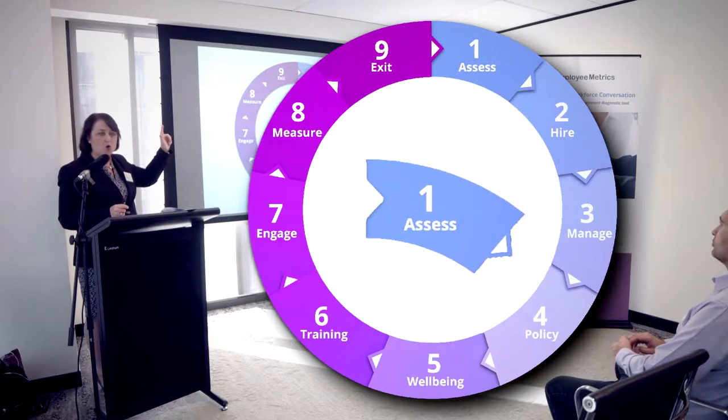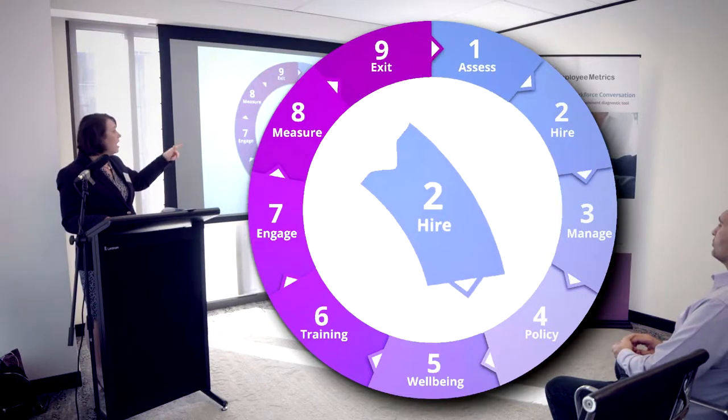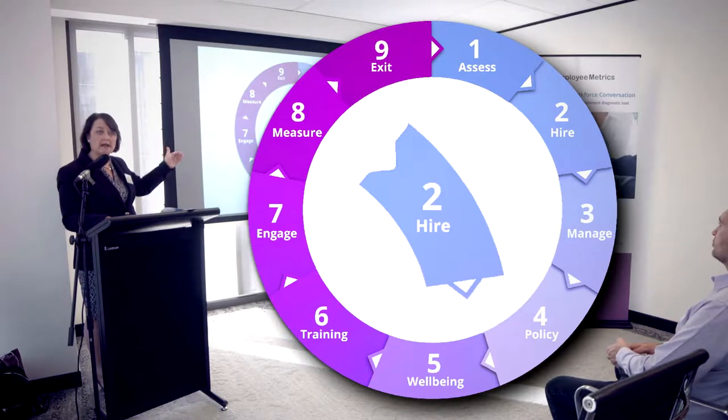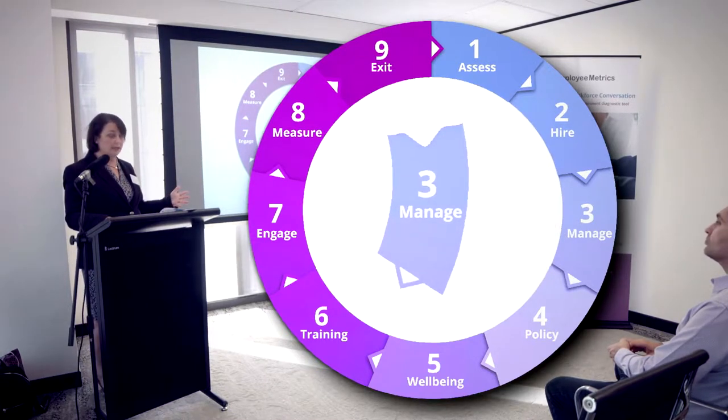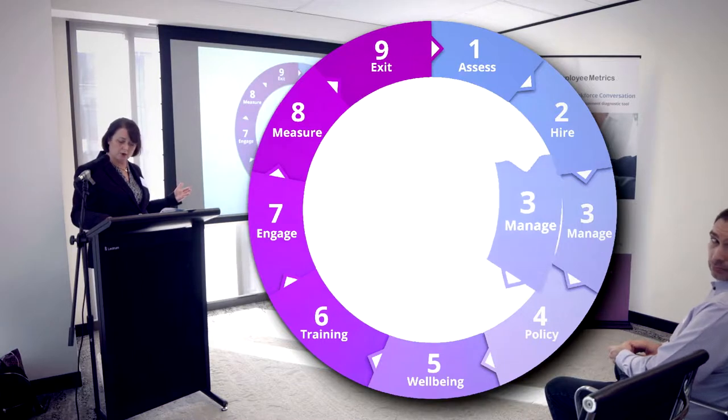Essentially what Employee Metrics does is it assesses your level of compliance and risk and best practice against this 9-step employee lifecycle methodology. Assess is around your compliance levels against employee legislation and also your risk. Hiring is all about how do you hire the best, what type of person do you hire, how do you follow recruitment best practice. Manage is about managing your employees legally and with a best practice approach.